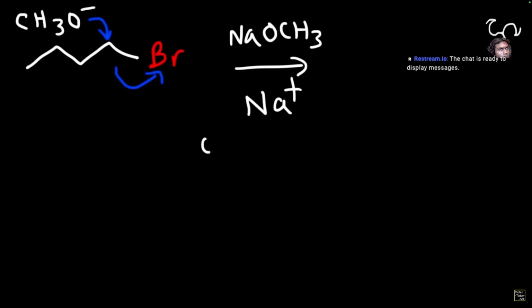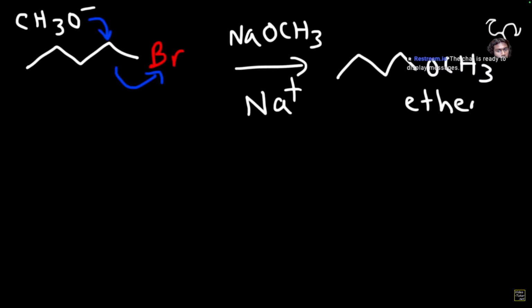It doesn't want to attack from the front because bromine has a partial negative charge, and the oxygen atom has a negative charge. So if it tries to approach from the front, it's going to be repelled by the electronegative bromine atom. So instead, it attacks from the back. Therefore, we're going to get this product, which is an ether. Now let's work on some other examples.